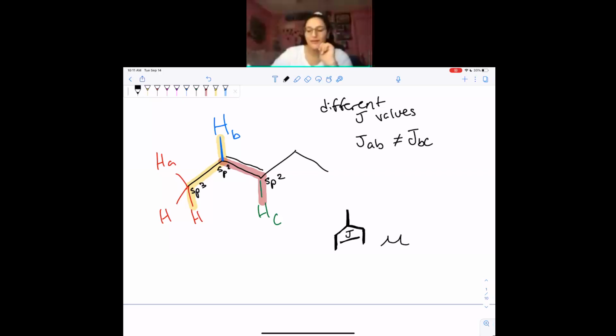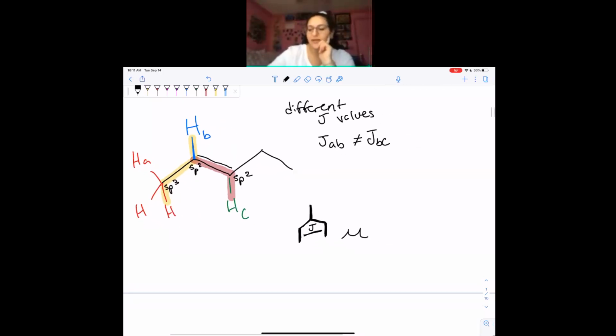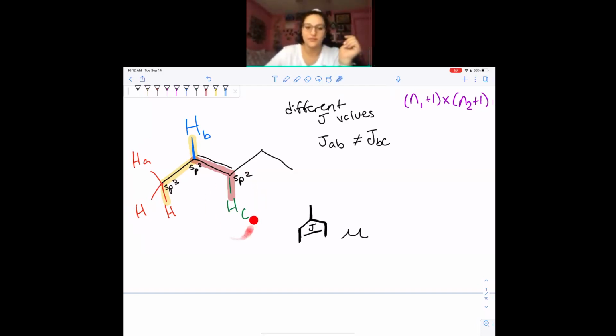So when we have complex splitting, we're going to use a different equation. We're not going to use n plus 1. We're actually going to do n1 plus 1 times n2 plus 1, where n1 and n2 are just neighbors, the left and the right neighbors. To make things more straightforward, I like to use the smaller number first and the larger number second, but you could do it either way. It doesn't really matter.